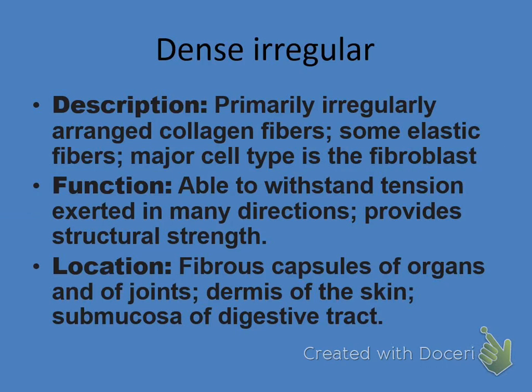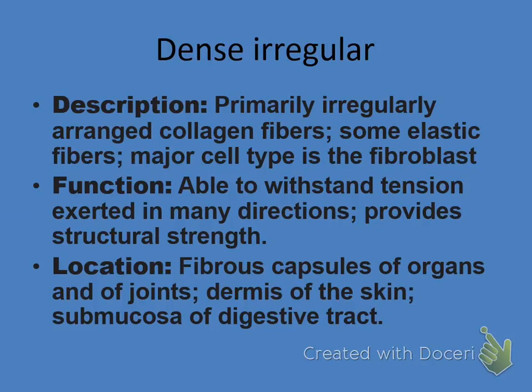Now this is dense tissue. It's kind of really packed together. And you can see that there's not a lot of spaces or a lot of cells in between them. Dense irregular, the other one is dense regular. This is dense irregular.